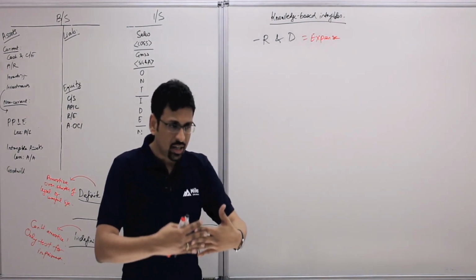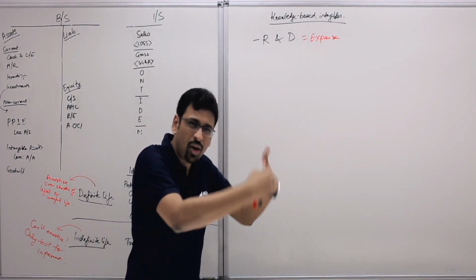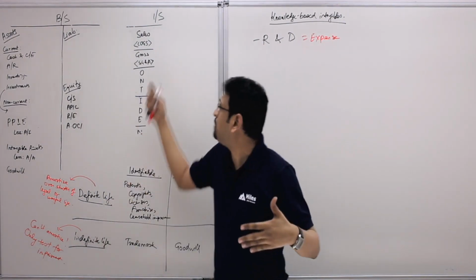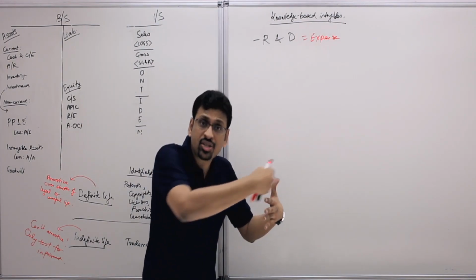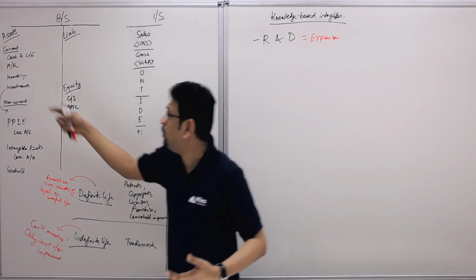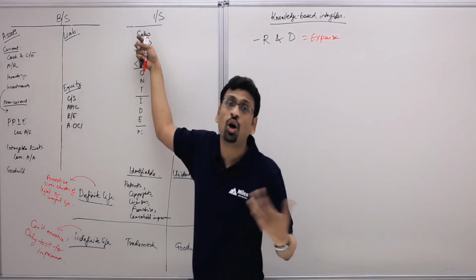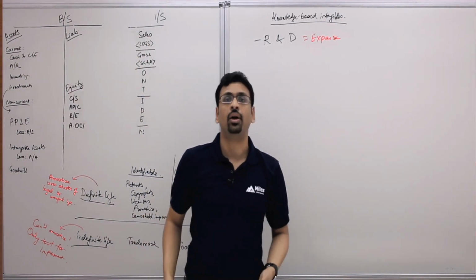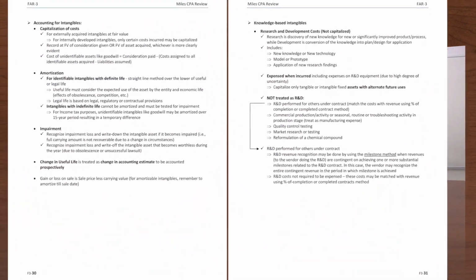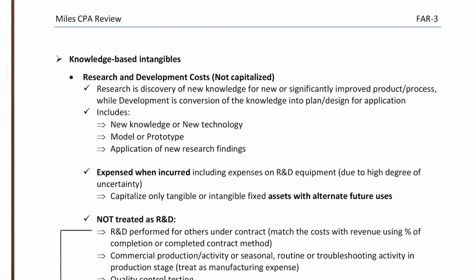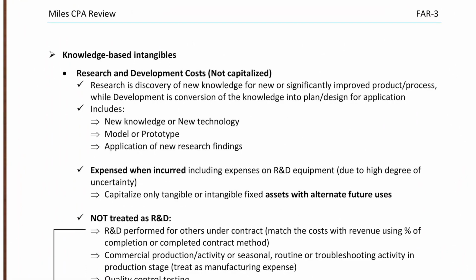So if you're doing R&D, basically what happens is till the time the production commences, all your R&D is expensed on your income statement. After production commences, all your cost becomes inventory and is expensed as cost of goods sold as you're selling the product. Now, we got knowledge-based intangibles, and we're starting with looking at R&D, research and development. Highlight research is discovery of new knowledge and development is conversion of the knowledge. Highlight expensed when incurred, do not capitalize.